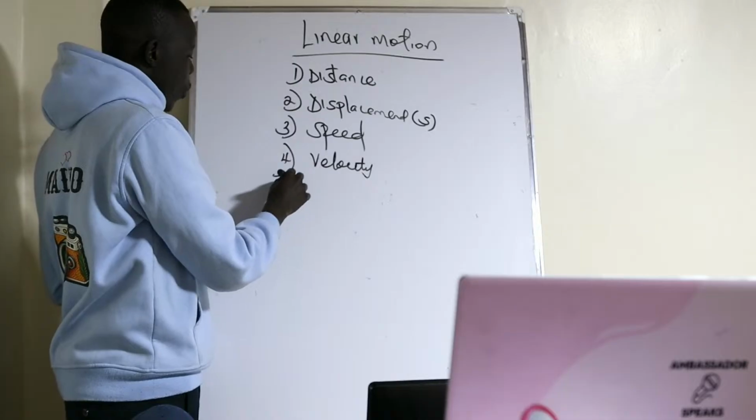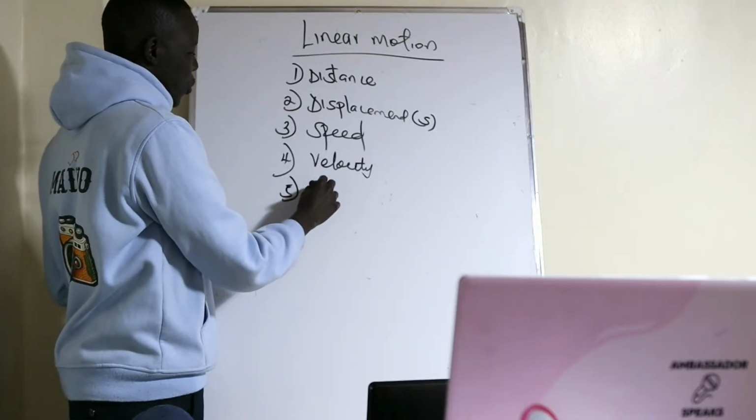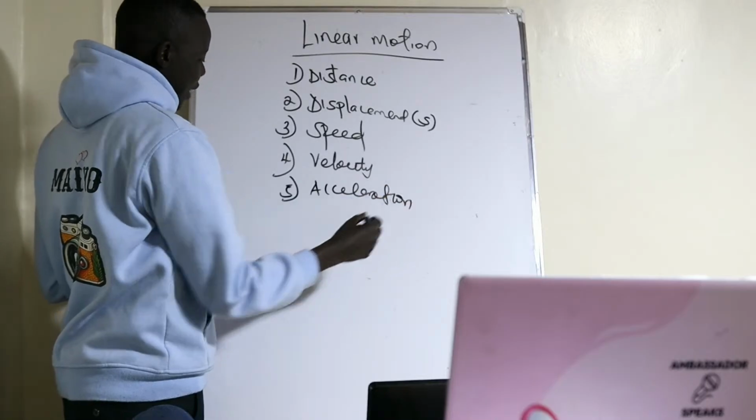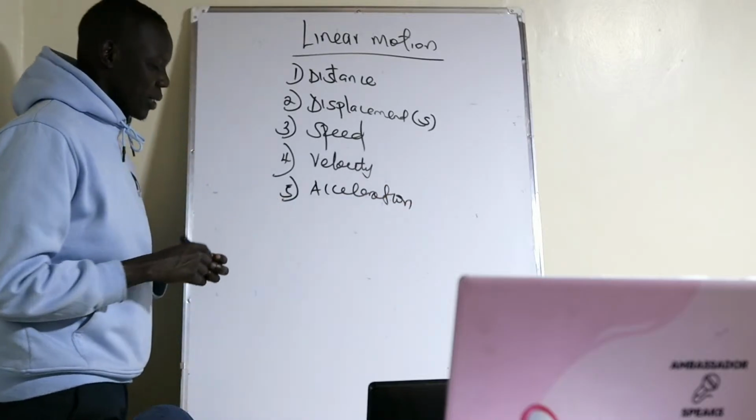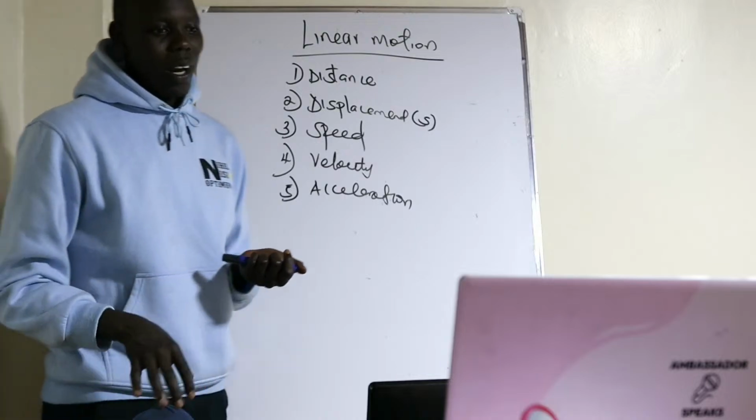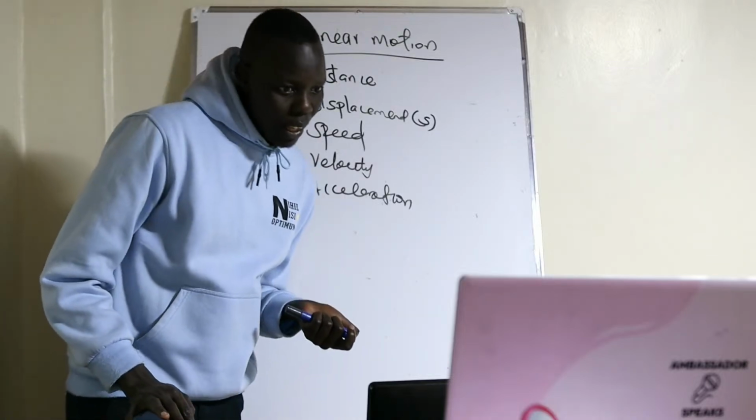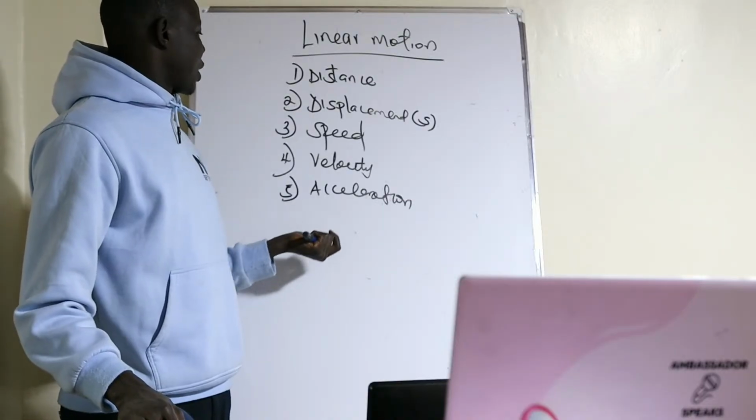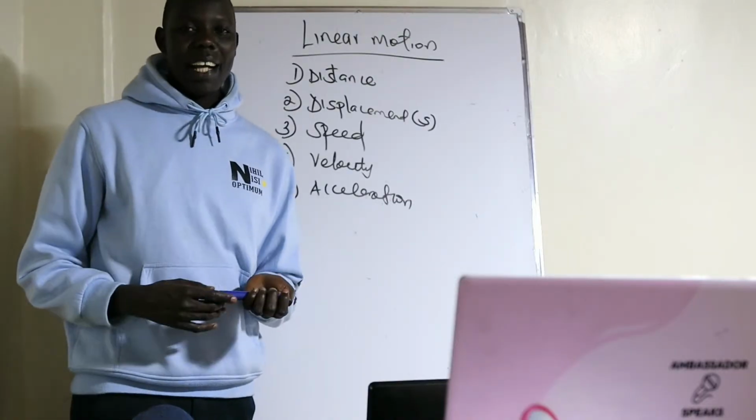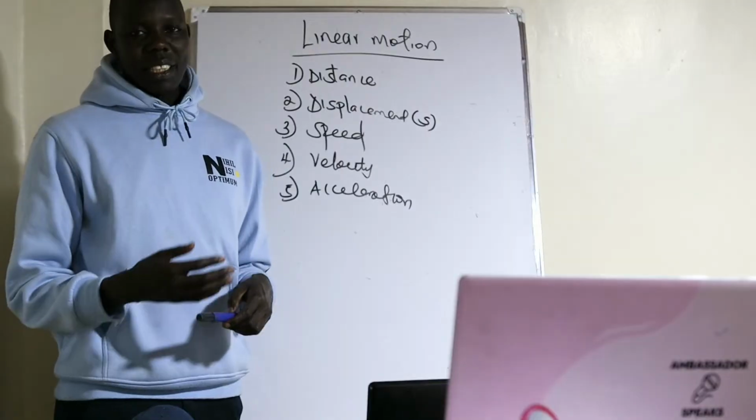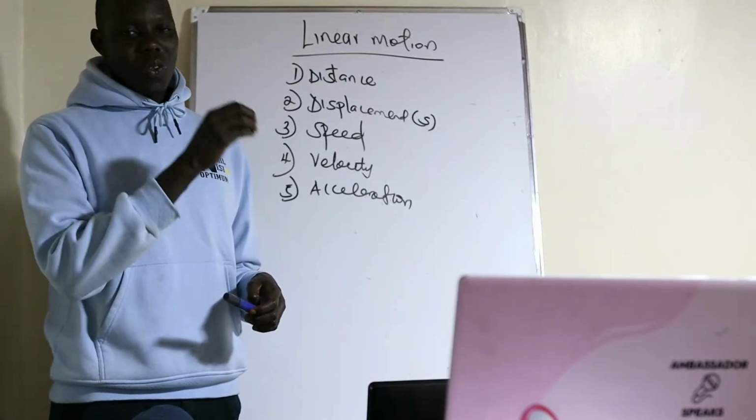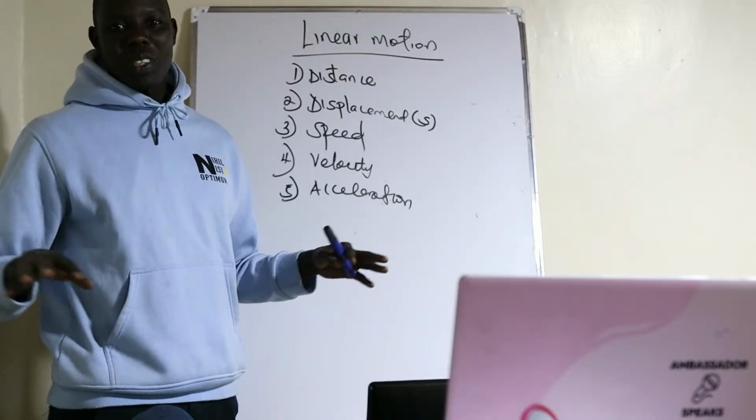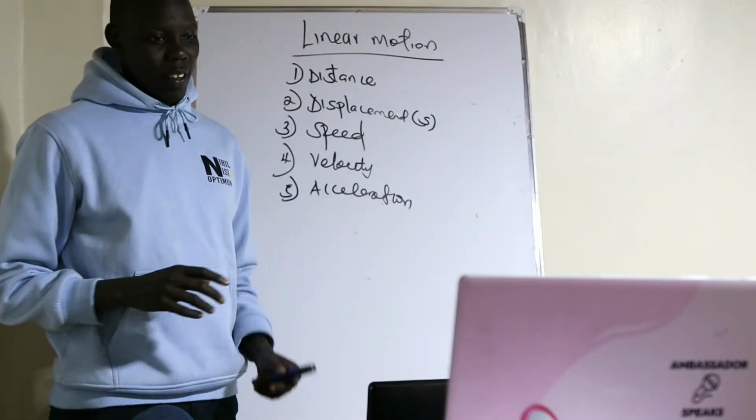Then number 5, we have what we call acceleration. These are the main 5 terms that I want us to start our lesson with: distance, displacement, speed, velocity, and of course acceleration. These are the things that you need to know to start with, then the lesson will flow very well and it will have no issues.